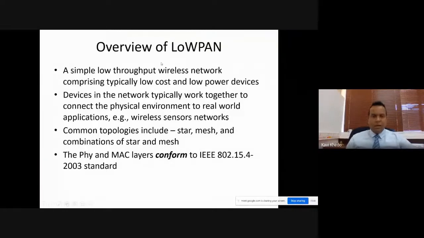LoWPAN is a simple, low-throughput wireless network. It is supposed to be low cost and low power. Most of our IoT devices, wireless sensors and so on, use LoWPAN, that is, IEEE 802.15.4. Common topologies they use are star, a number of nodes connected to a central node, or mesh, where each node connects to each other, or a combination of star and mesh. I have already mentioned the physical and MAC layers, which conform to IEEE 802.15.4. But I know that this one is not IP enabled.